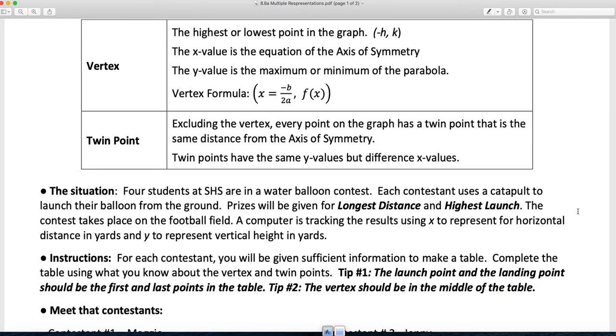Okay, here's another piece that's going to be really useful to you in this exercise. Do you remember that parabolas have twin points all up and down that parabola? Every point on one side has a twin point on the other side. The only one that doesn't is the vertex. The vertex is the only single point. Everything else, if you find the axis of symmetry and you go the same distance on each side of the axis of symmetry, you're going to find a twin that has the exact same y value but has a different x value. And that information is going to be really useful to you today. Make use of that.